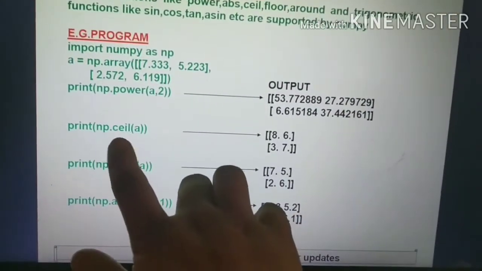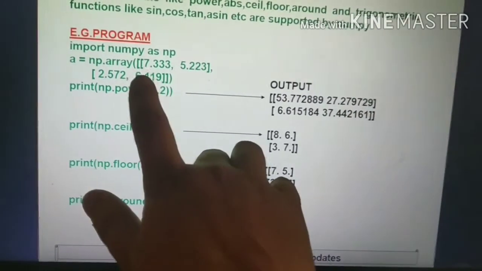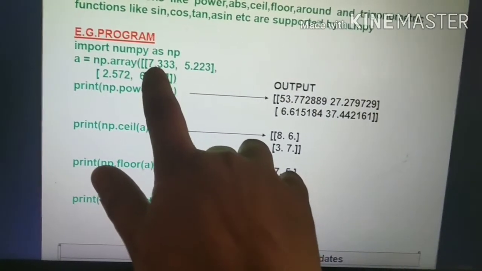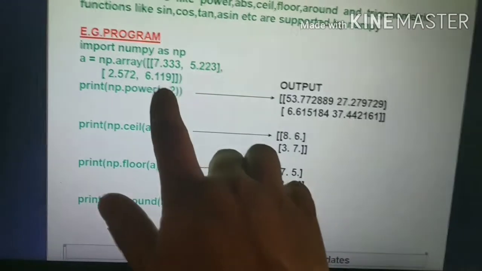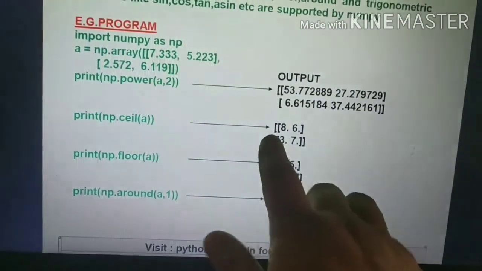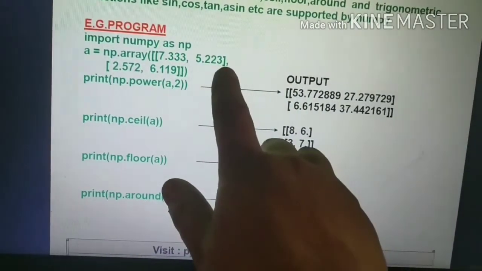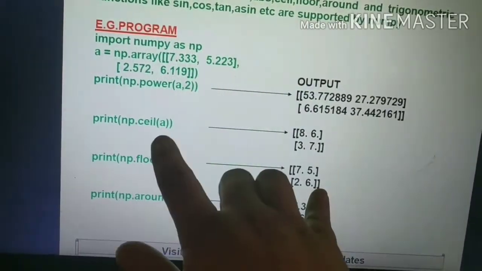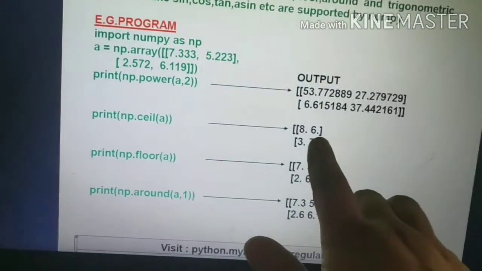Now the ceil function, ceil of a. 7.333 is lying between 7 and 8. Ceil will give you the biggest one, 7 or 8. What is bigger? 8. 5.223 is between 5 and 6, so ceil will give you the bigger one, so it is 6. I hope I am clear.